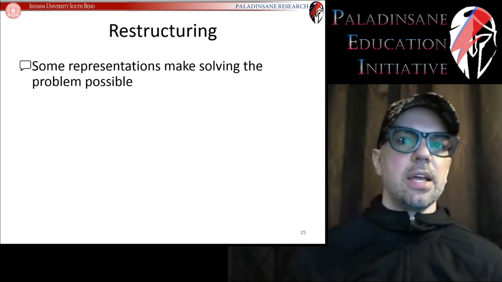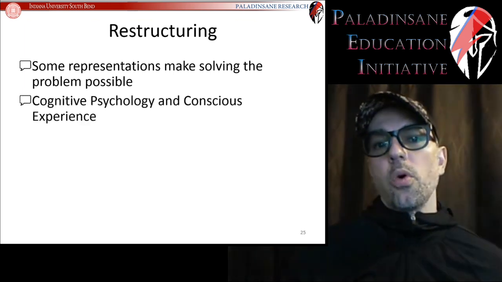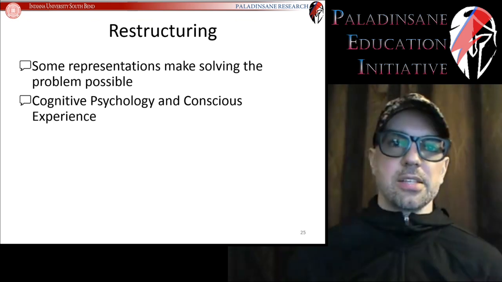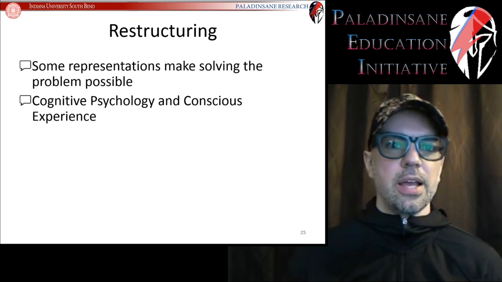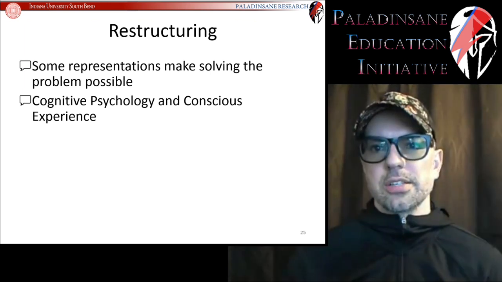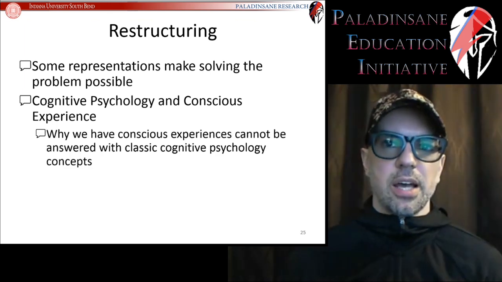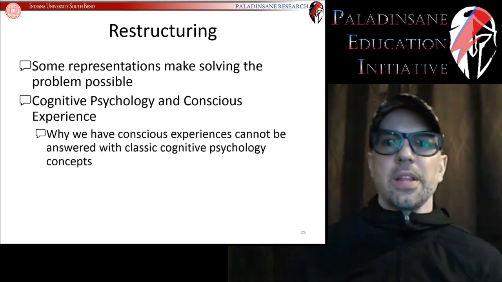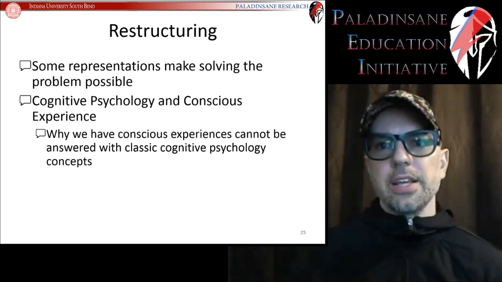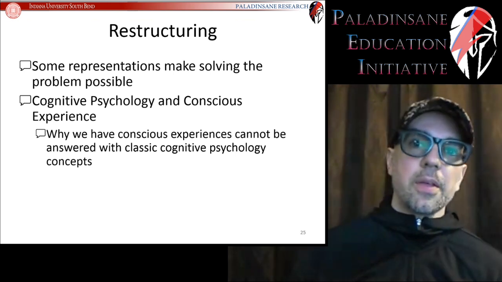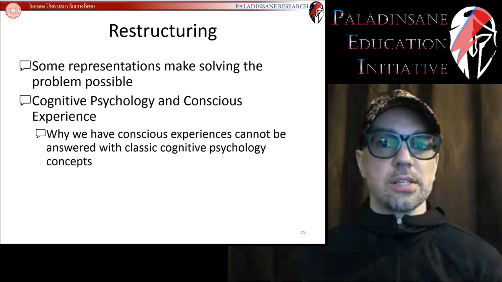All right, so we've taken a look at two or three sort of hypothetical problems. Let's take a look at one from cognitive psychology. One problem that exists that could be solved with restructuring is the idea of consciousness. We haven't touched on consciousness in this course, but nothing that we've done can explain why we're aware of what it is that we're doing. Nothing that we've gone over so far can tell us why we are aware of our experiences.